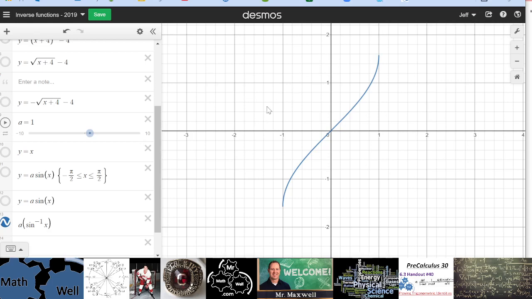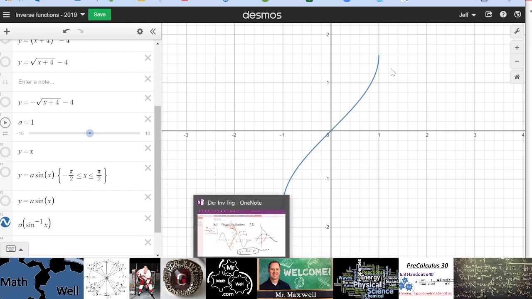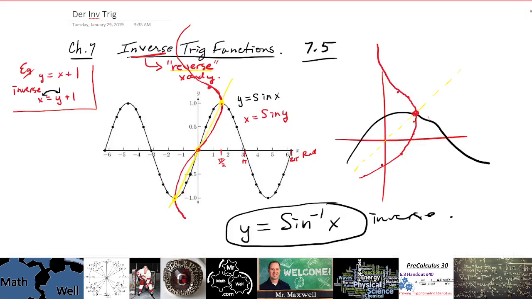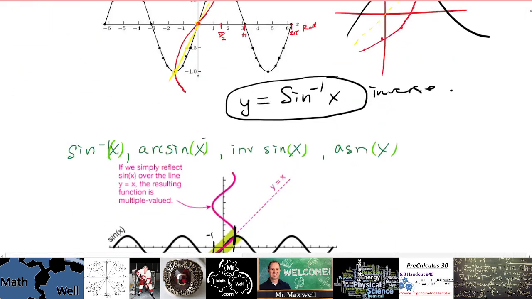All right? So let me show that once more. Here's the whole sine graph. Here's the portion of the sine graph reflected about the y equals x line to give us this right here. So that's what the inverse sine looks like under the restricted domain, and we are going to be working with this restricted domain.